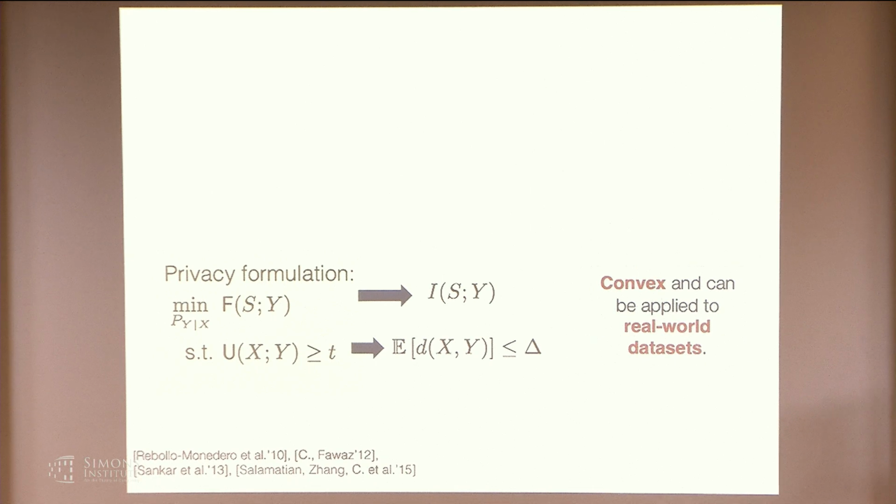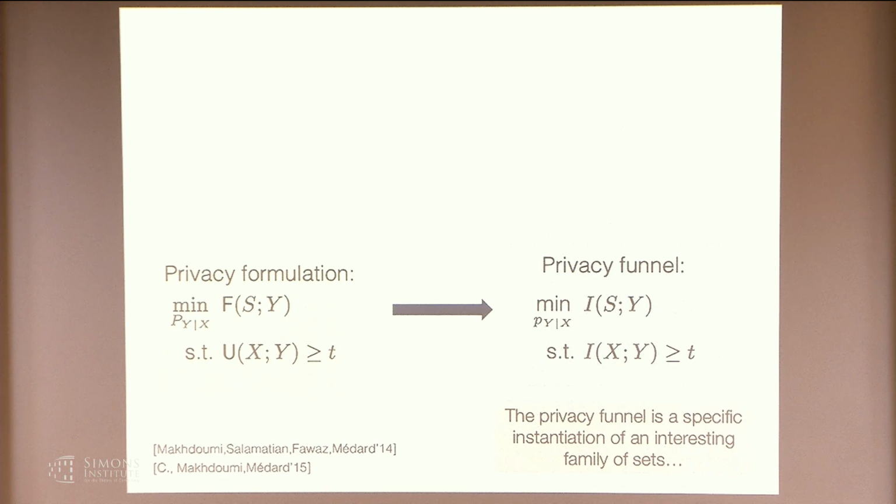Another interesting formulation that was presented by collaborators of mine is something called the privacy funnel. In the privacy funnel, you're trying to minimize the average number of bits, the average information that Y carries about S, while ensuring that on average, Y carries at least t bits of information about X. And what I like about the privacy funnel is that it is just a specific instantiation of a broader family of problems that I like to call bottleneck problems. And bottleneck problems appear in many places in information theory.